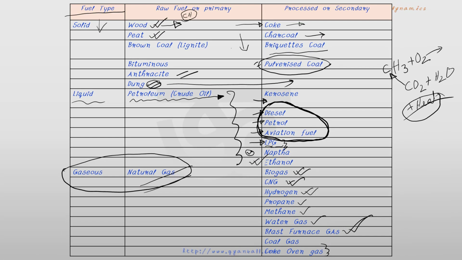After processing, sometimes we give different names. For example, crude oil is the most raw form of oil, but if we process it, refine it, we get different types of fuel with different properties. Accordingly, we name these fuels like petrol, diesel, kerosene, aviation fuel, like this.